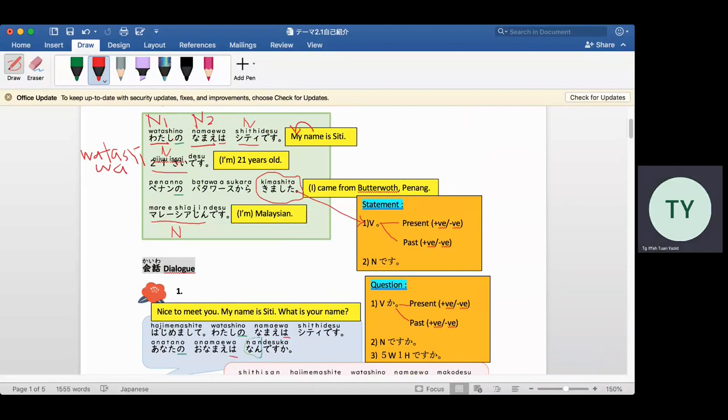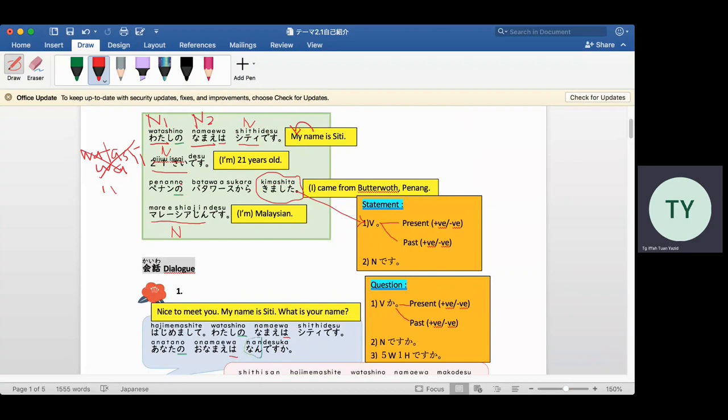Okay. So since it's already spoken above, you can omit this one. So by saying 21歳です. But in English, we have to say I'm 21 years old. But Japanese, you can omit the subject. Just say 21歳です. No need to repeat watashi. Same goes to here. ペナンのバタワスから来ました. So I put I here. So basically, 私は here. 私はペナンのバタワスから来ました. Okay, but it's being spoken. So omit watashi. Okay. So remain just ペナンのバタワスから来ました.